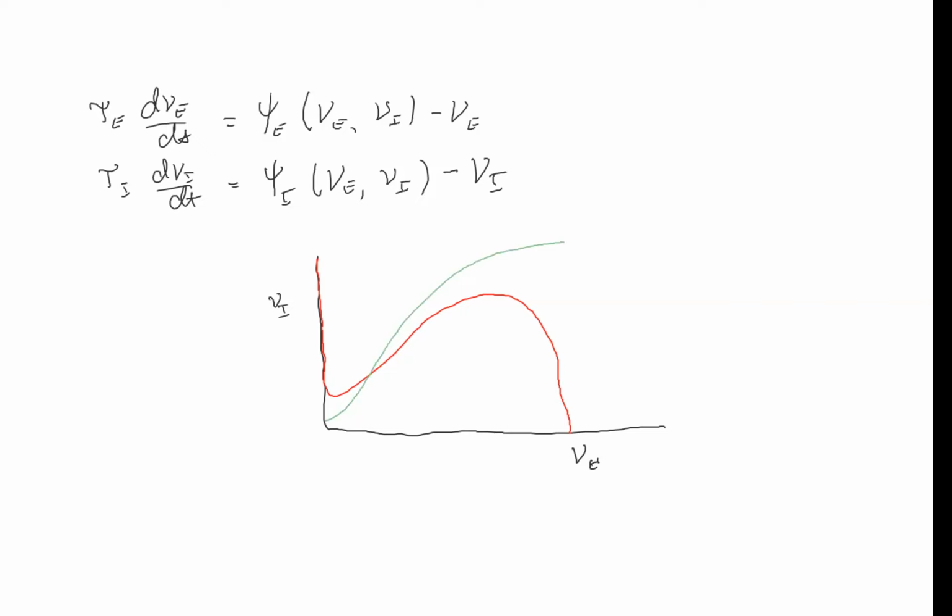Okay. So this is the I nullcline. And this is the E nullcline. And this point here is about 100 hertz. Okay. And so these are basically equilibria. The nullclines give us equilibria.